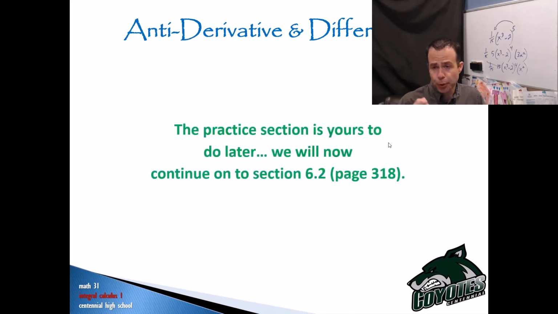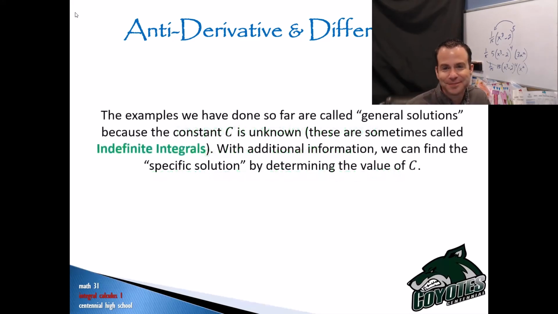Now in your book you go right to a practice section because that finishes 6.1, but I'm happy to say that this lesson is actually a combination of 6.1 and 6.2 because 6.2 is really, really short. So the practice section is for you to do later. Skip over to 6.2, which, depending on the year you watch this video, is currently on page 318.